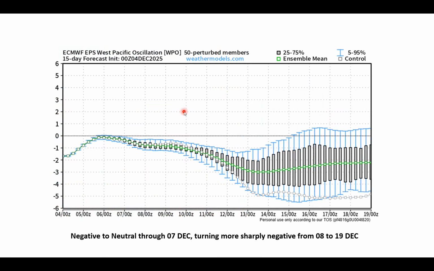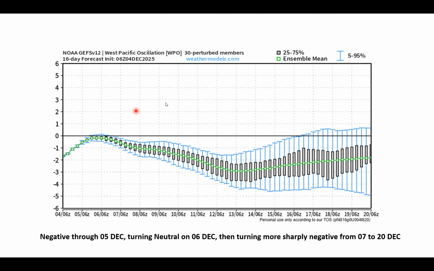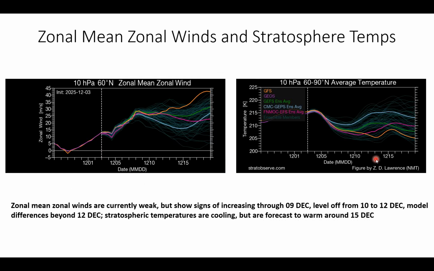Here is the latest European EPS WPO 50 perturbed member forecast. This is what I'm talking about. We're slightly negative now. We go close to neutral around the 6th, 7th, and 8th of December. But then we turn more sharply negative from the 8th to the 19th of December with this Western Pacific Oscillation, the WPO. The NOAA GEFS V12 WPO 30 perturbed members are slightly negative to neutral, and then, following this green line, we go deeply negative as well with the WPO from the 7th all the way out to the 20th of December.